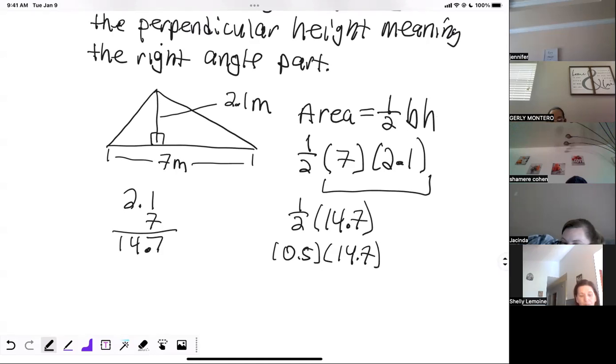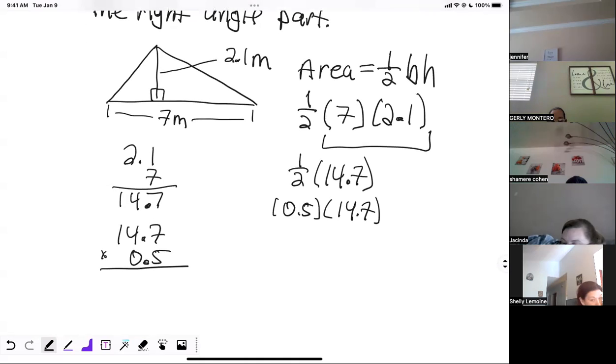So let me go back over here. 14.7 times 0.5. Let's figure out what that is. 7 times 5 is 35. 5 times 4 is 20 plus 3, 23. 5, 6, 7. Now I'm going to add my zero. Then I don't need to do anything else because the other one's 0, right? How many decimal places is that? That is 2 decimal places. So I'm going to move it 2 decimal places from the left like that.